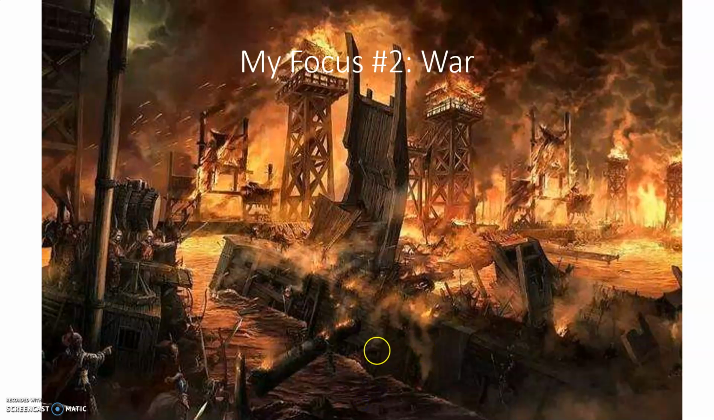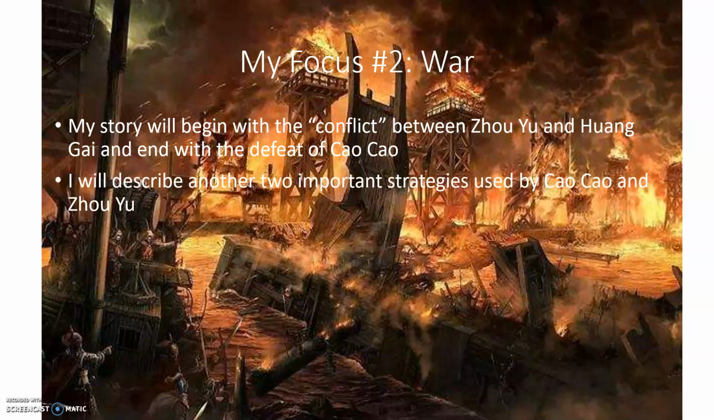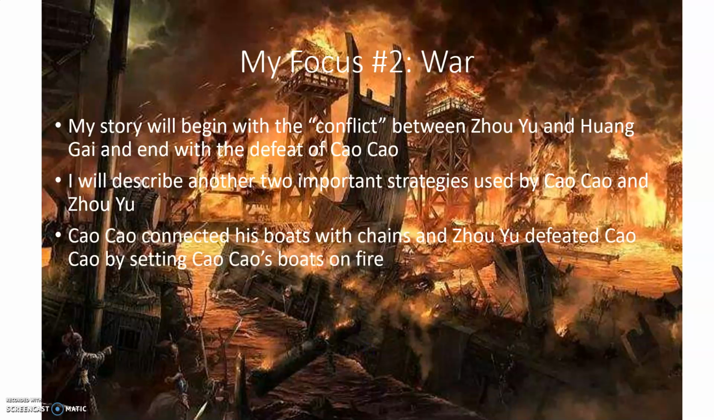My focus number 2 is the war part. My story will begin with the little conflict between Zhou Yu and Huang Gai, and then end with the defeat of Cao Cao. I will describe another 2 strategies used by Cao Cao and Zhou Yu. Cao Cao connected his boats with chains, and then Zhou Yu defeated Cao Cao by using fire.